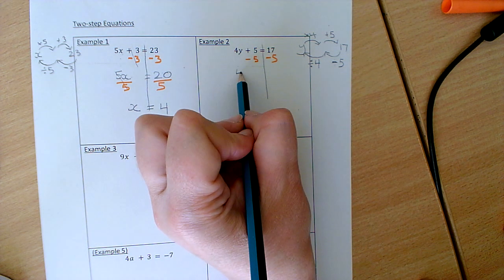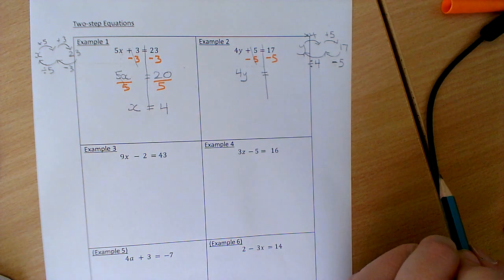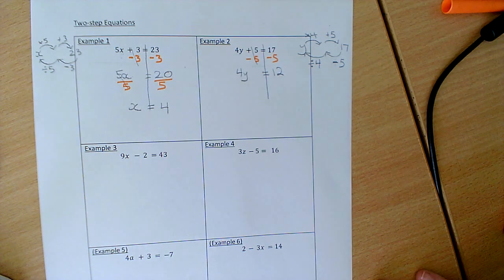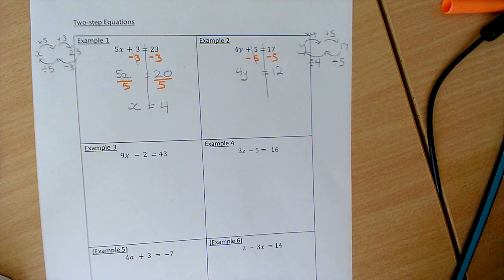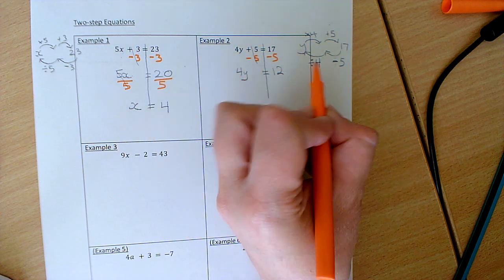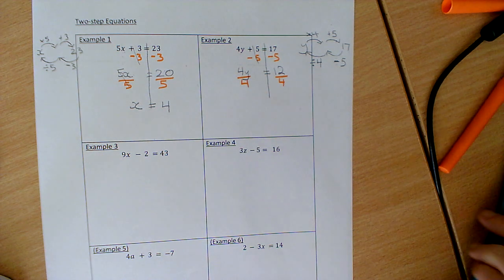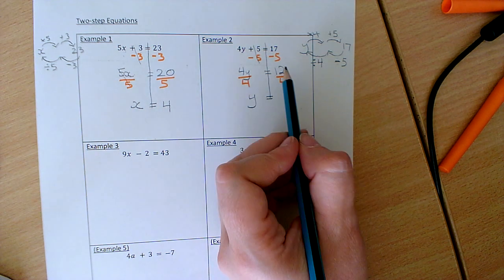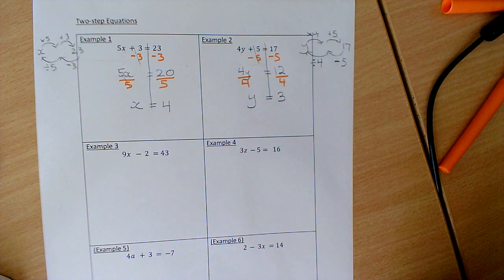Now that leaves me with 4y. 5 minus 5 is nothing, 0. So 4y equals 17 minus 5, which is 12. Next, we are going to divide by 4. Now 4 divided by 4 is just y, or 1y, equals 12 divided by 4. 12 divided by 4 is 3. So we get y equals 3.